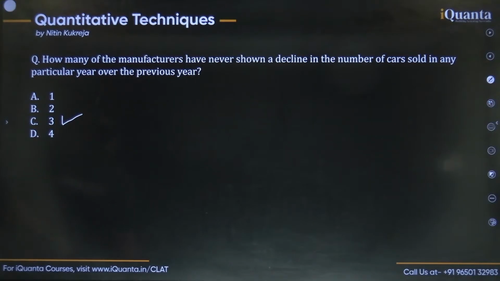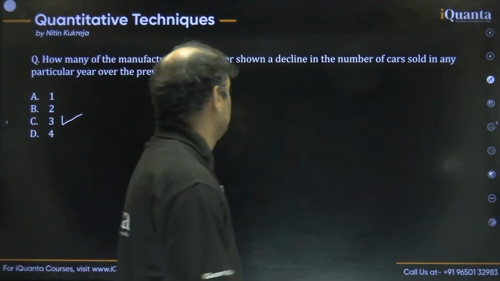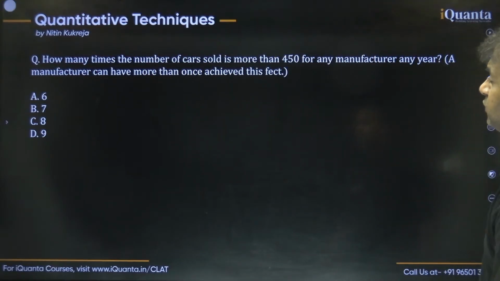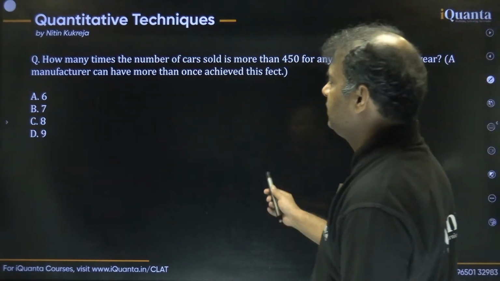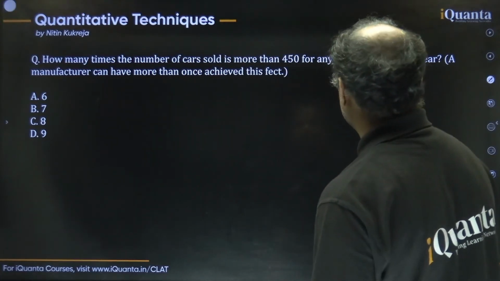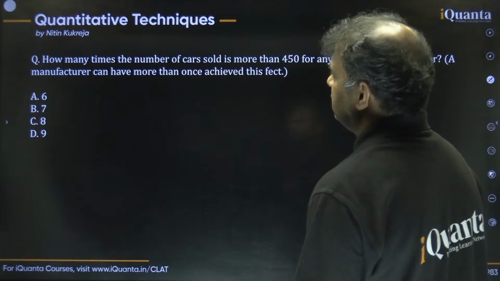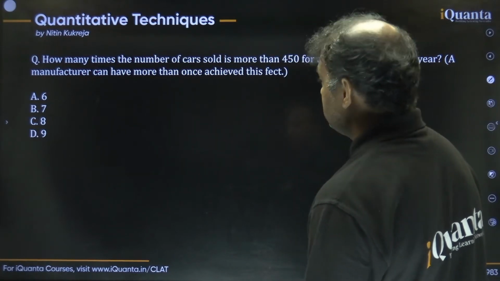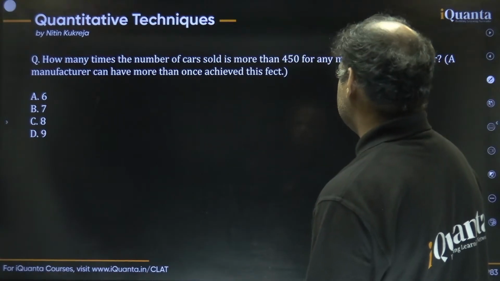All right, I'm assuming there is no doubt with this. Let's move to the next problem. The next problem asks how many times the number of cars sold is more than 450 for any manufacturer in any year. A manufacturer can achieve this feat more than once as well.